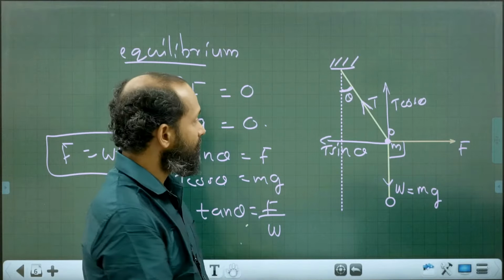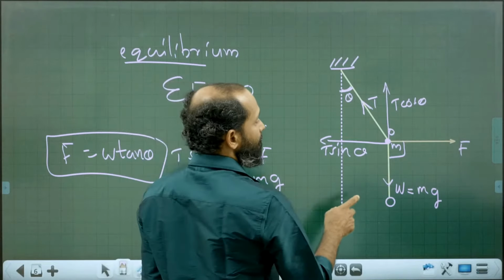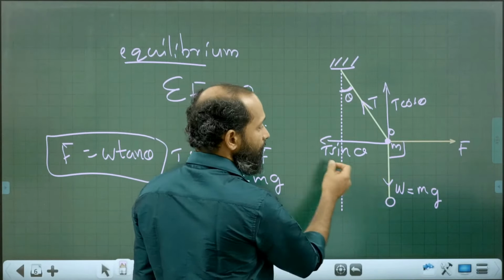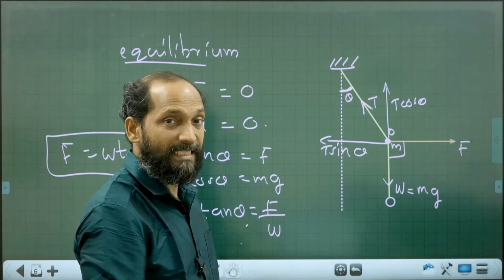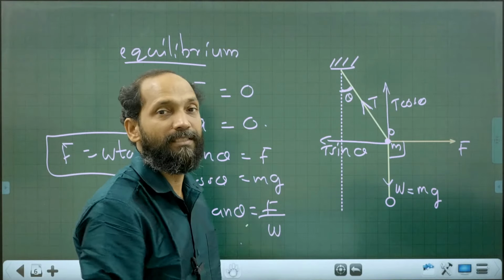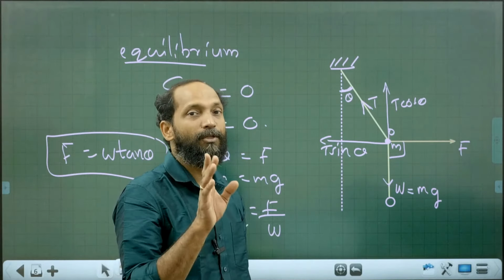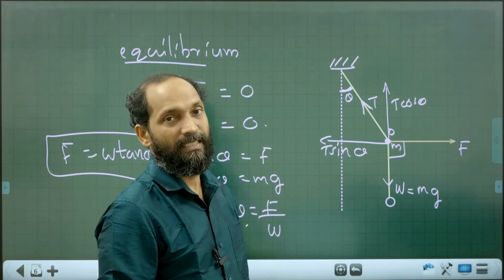Minimum force required for this bob to be pulled through the same angle theta is even less than w tan theta, and that is proved to be w sin theta. You can try by yourself.